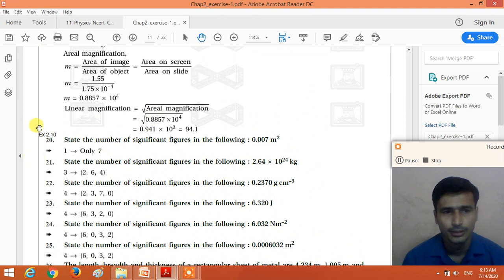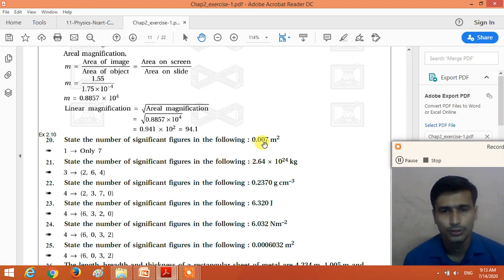2.10. In example 2.10, various questions are given. State the number of significant figures of the following digits. The first number given to you is 0.007. What are the significant digits in 0.007? There is only one significant digit, 7. We do not consider these three zeros as significant figures as per the rules for counting significant digits.